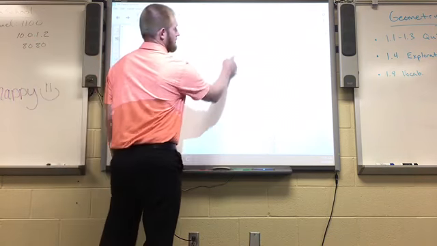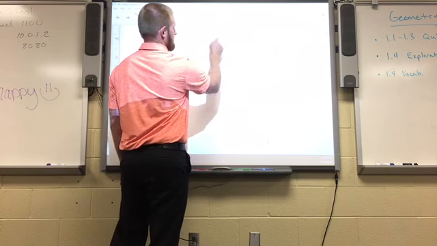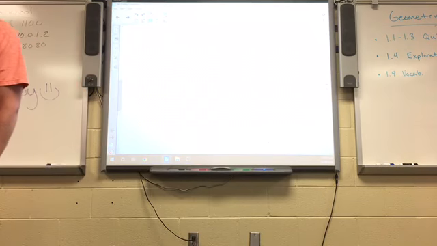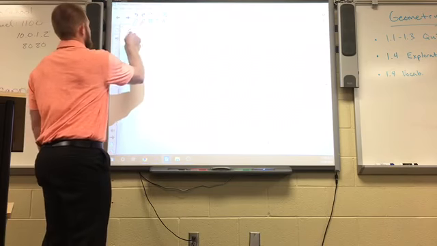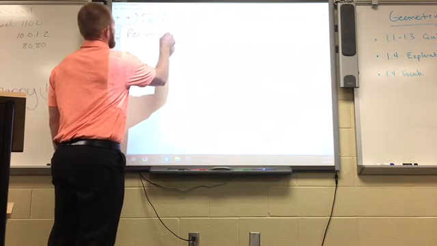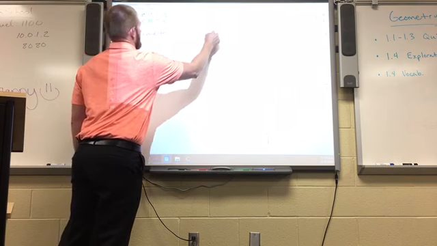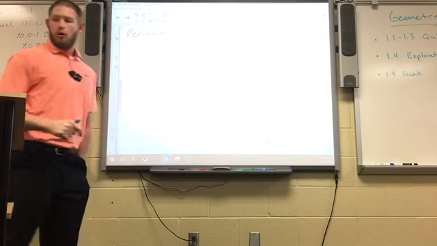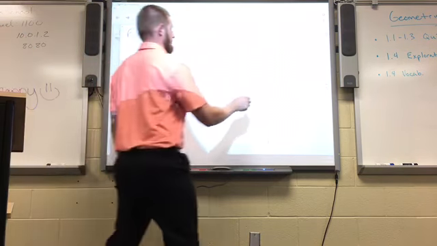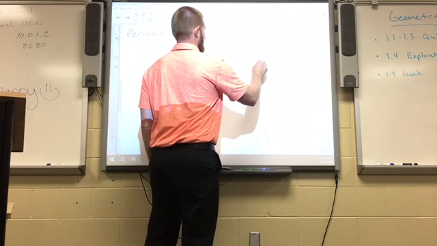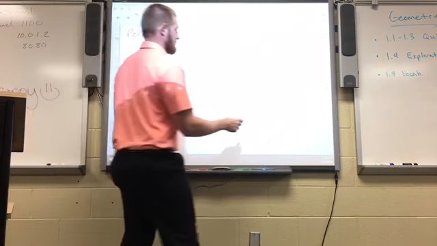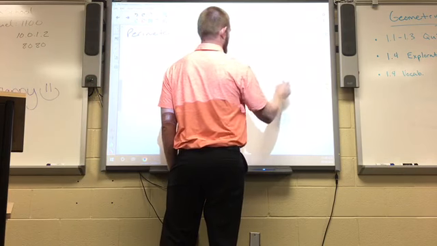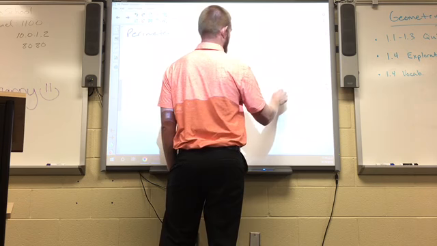Okay, so the first example, finding perimeter and area. They ask me to find the perimeter of triangle PQR. So we're finding perimeter of triangle PQR. Point P is at (-1, 4). Point Q is at (2, 4). And point R is at (2, -1).